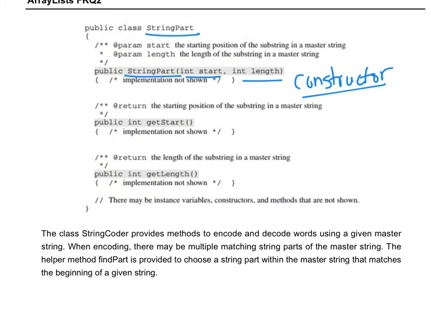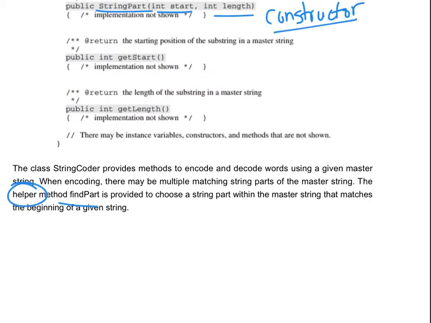Okay, so then they go ahead and say these things basically in words. So some people don't like the code piece, they like the word piece. So string coder provides methods to encode and decode. So they're basically saying that we're going to be using a new class that's going to be using this class. Okay, and then they say stuff like the find part is provided to use as a helper method, and this is key. They use the word helper method. You're probably going to have to make sure that you use that. Okay, so just so you're aware.